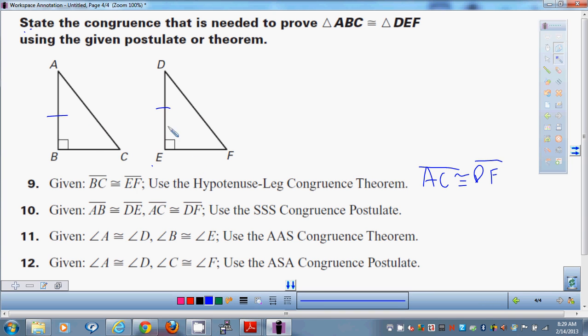Now, again, don't just read the problem. In order to use side, side, side, what do we need to know on this triangle that we don't right now? Yes, ma'am. Thank you. That's perfect. You would need to know BC and EF to use side, side, side.